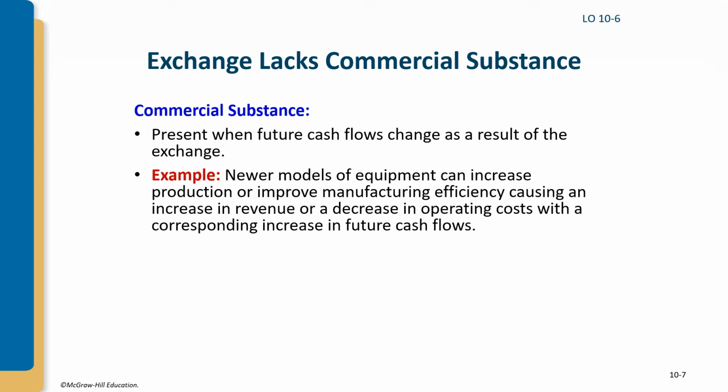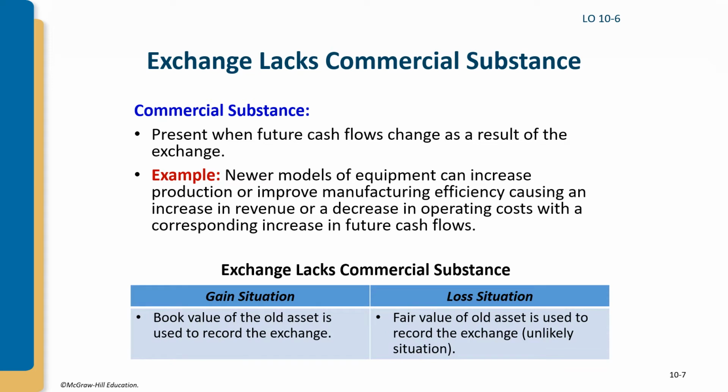And that example explains it. When an exchange lacks commercial substance, the gain is determined by taking the book value of the old asset. When there's a gain situation, the book value of the old asset is used to record the exchange. If it's a loss situation, fair value of the old asset is used to record the exchange.